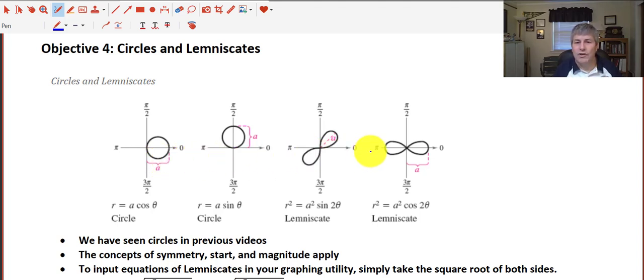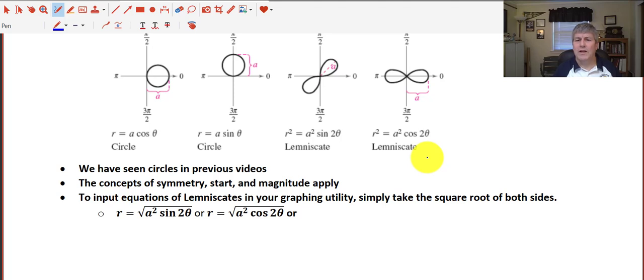the sine version here is reflected, looks like, across the pole, interestingly enough, where our cosine one is across the polar axis. So we've seen some of those same concepts before, with the length of the petal being our a value, or the square root of a squared. So our concepts of symmetry and start and magnitude will still apply in these. And then make sure to input equations of lemniscates in your graphing utility. You'll have to take the square root of both sides, because this has r squared and we want that to be r. And we'll get some more practice with this when I see you in class.